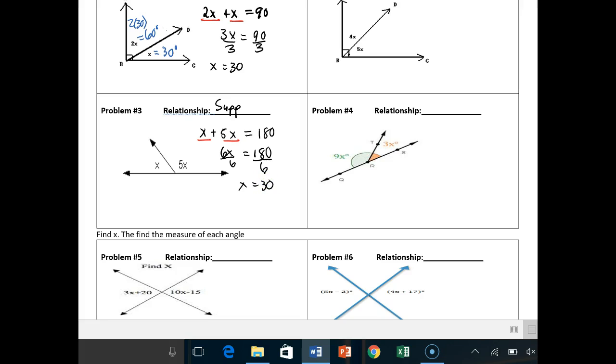Now that's not our total answer, right? We need to find the angle measurements. Well, this one's easy. X all by itself is 30 degrees. 5x is simply 5 times 30. Why? Because x is 30. 5 times 30 is 150 degrees. And notice 150 plus 30 add up to 180.